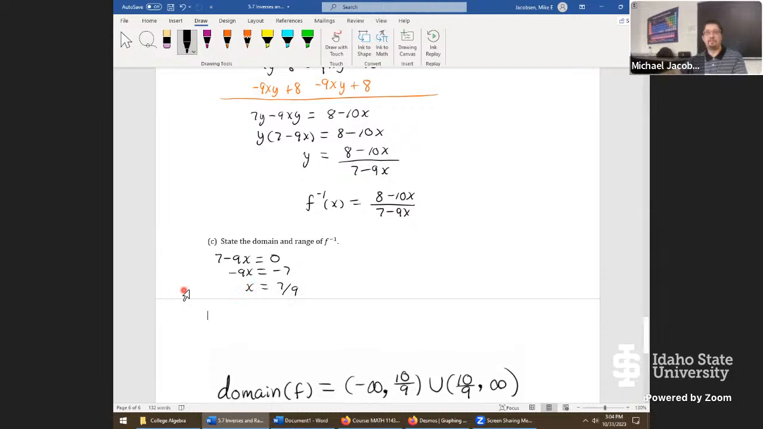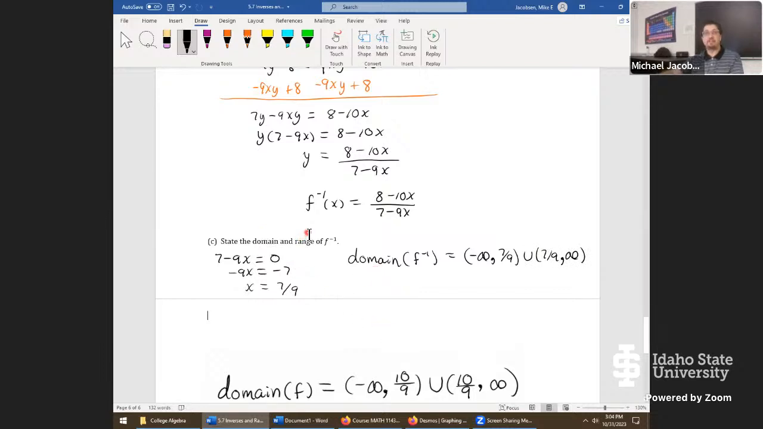Microsoft Word is having a bit of a fit there, but we'll just ignore it and hope it works out. So that's the entry that cannot be in the domain of f inverse. So let's write domain of f inverse, just to be specific, so we know which domain we're talking about. It goes from negative infinity to 7/9, and then from 7/9 off to positive infinity. So that's what gets us our domain there.